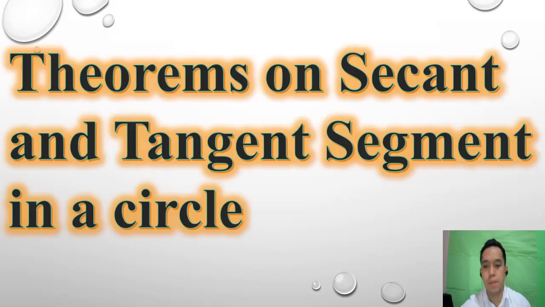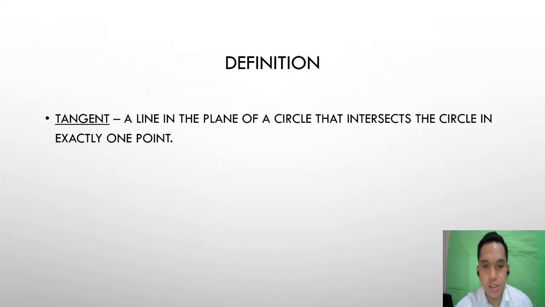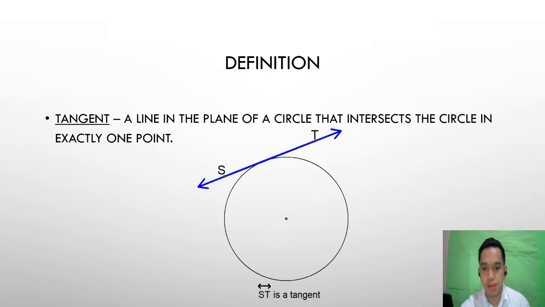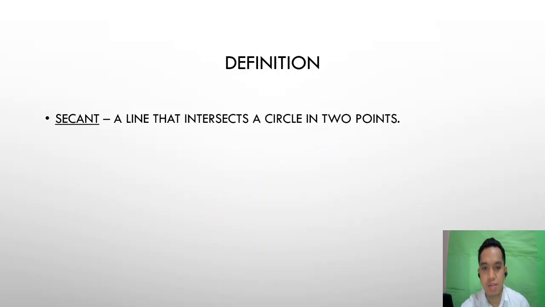This is Sir J, and I'm going to teach you now about theorems on secant and tangent segments in a circle. Let's first define the following terms. We have tangent, a line in the plane of a circle that intersects the circle in exactly one point. So line ST is a tangent.